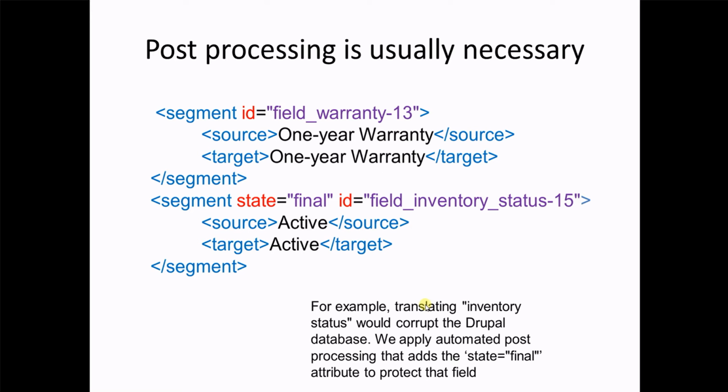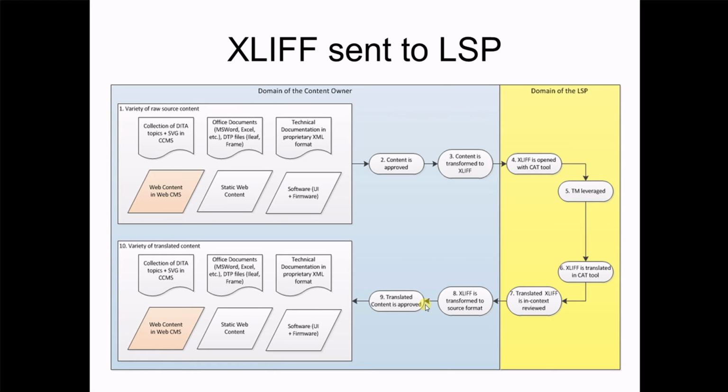In this case, we're going to prevent that problem that blew up the database by doing processing that protects this non-translatable field by putting state equals final into the XLIFF. That locks it out of the computer-aided translation tools. You would have to do a rather tedious override in order to make that happen, which the translators hopefully won't do. So then, following the best practice here, the localization service provider is only doing the steps that are in the yellow part of the diagram.